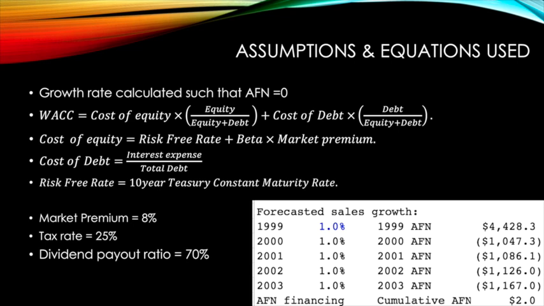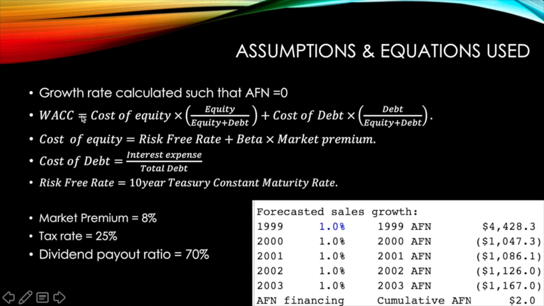First of all, I'm going to talk about the assumptions and the equations I used in this presentation. I calculated the growth rate such that the additional funds needed would be almost equal to zero. So here I found that the best growth rate was like 1% for the 5 years.